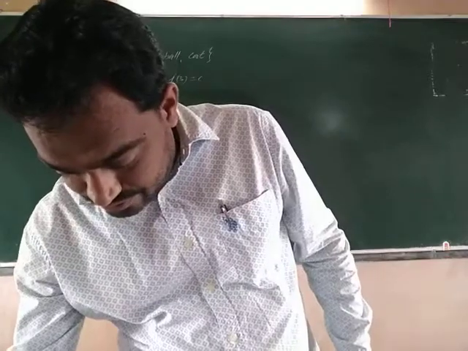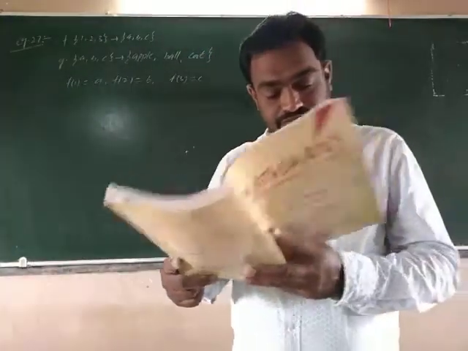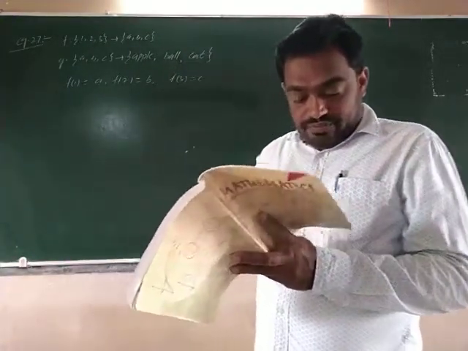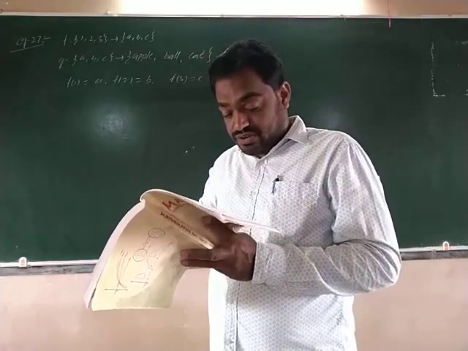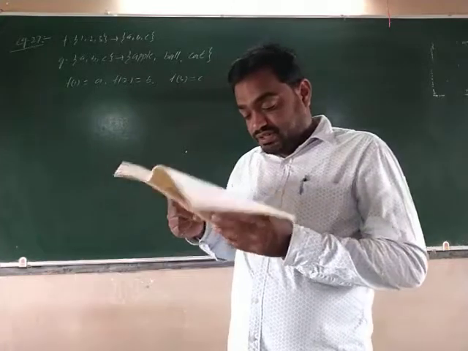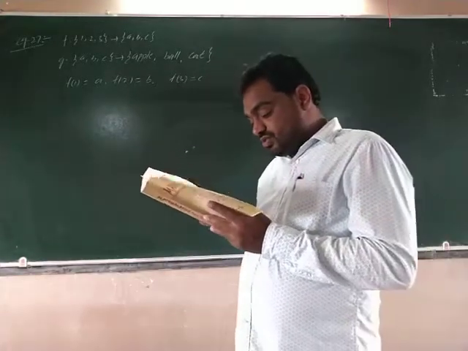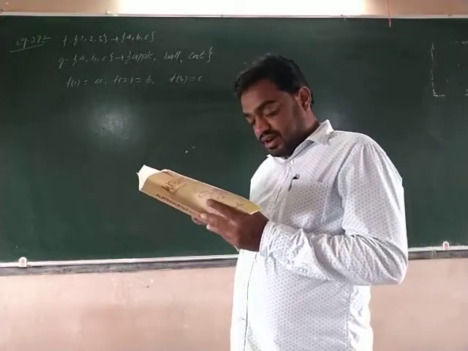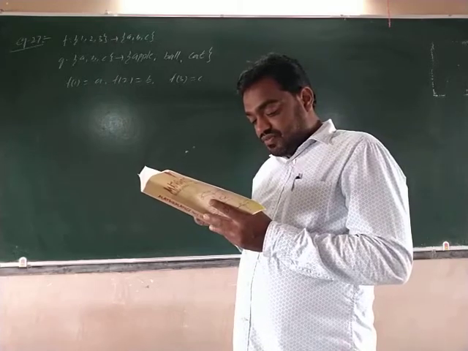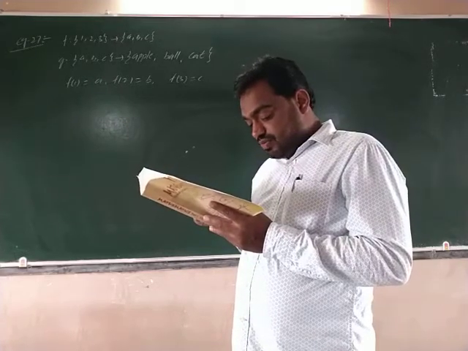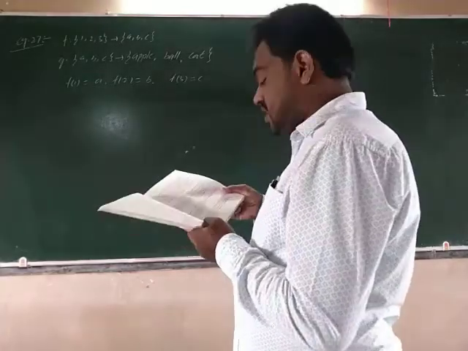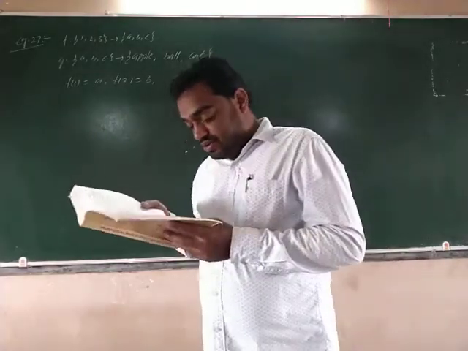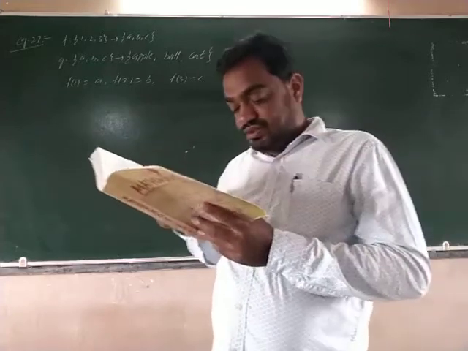See question number 27. Consider f is a mapping from the set {1, 2, 3} to {a, b, c}. g is a mapping from the set {a, b, c} to the set {apple, ball, cat}, defined as f(1) = a, f(2) = b, f(3) = c, and g(a) = apple, g(b) = ball, g(c) = cat.